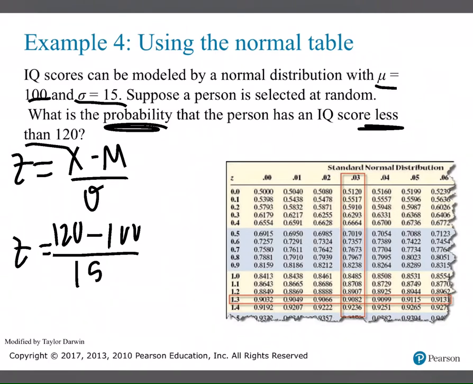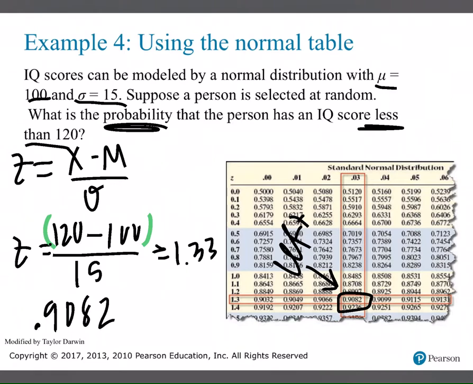Whenever you do this in your calculator, keep the numerator together and then divide by the denominator. When I do that, I get 1.33. So I'm going an extra step. I have to find my z-score. And once I find my z-score, I have to look on my chart to find the probability. This gives me the probability to the left. This is 0.9082.